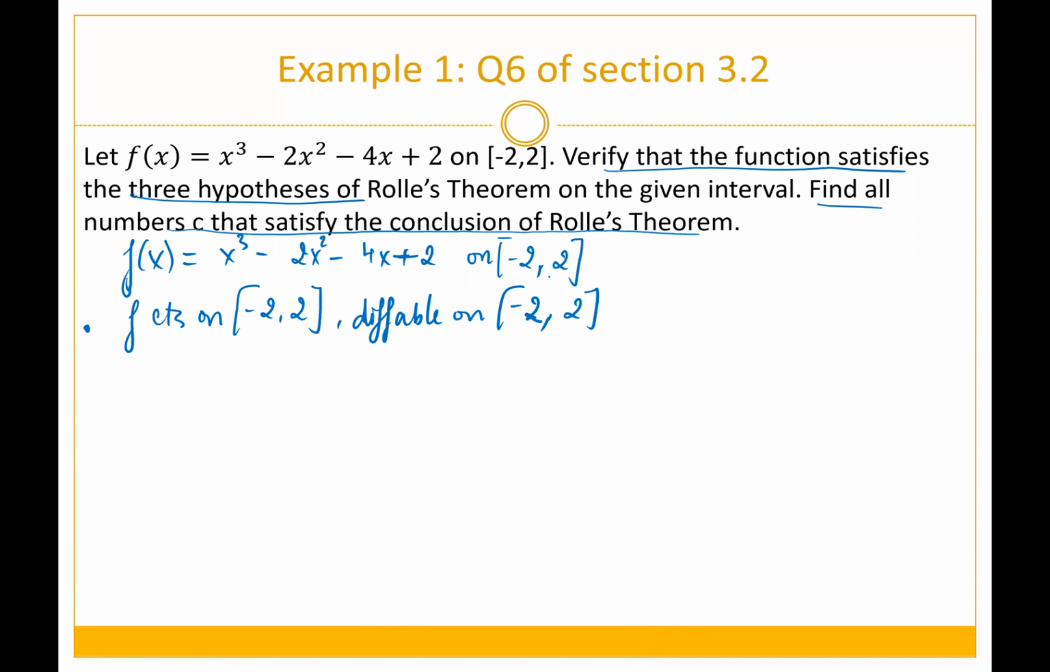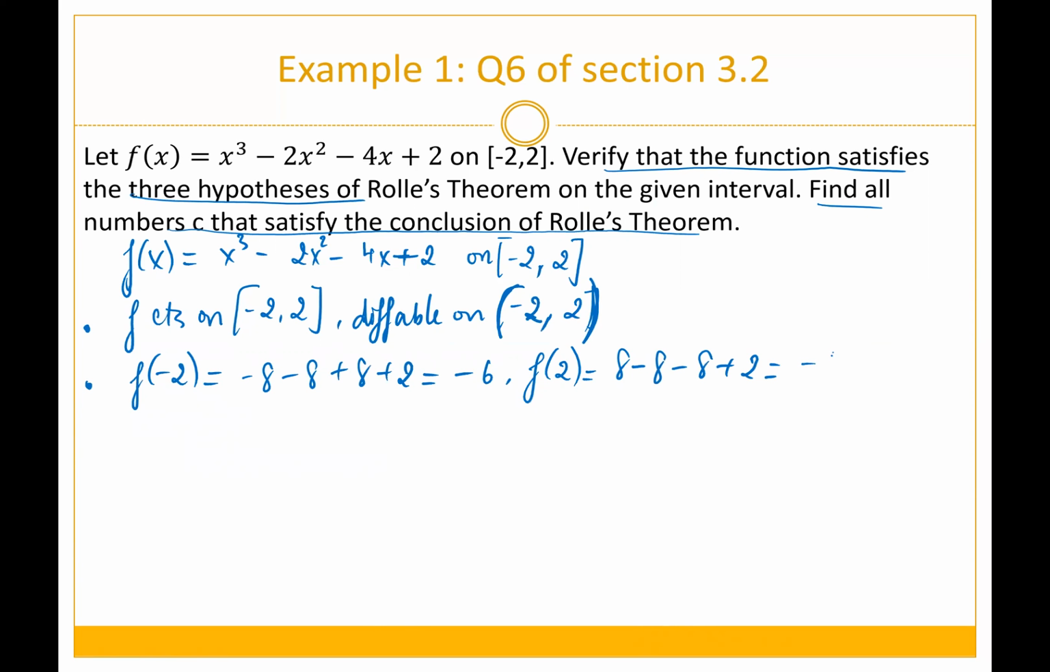So the thing with polynomials is that it's usually very easy to talk about continuity and differentiability. The first thing you're going to do when you're given a polynomial is know the fact that it's continuous and differentiable everywhere. Last one is f(-2) equal to f(2). F(-2), if we plug in, we're going to have -8 plus 8 plus 2. It's going to be -6. F(2), when we plug in, is 8 minus 8 minus 8 plus 2. So it's again -6.